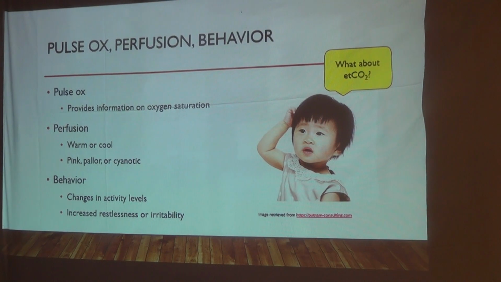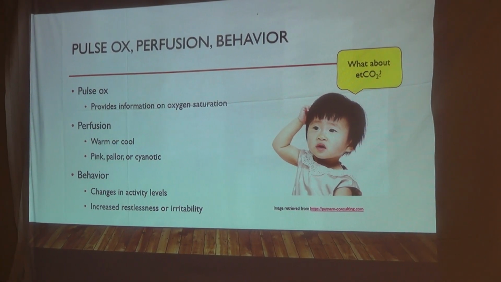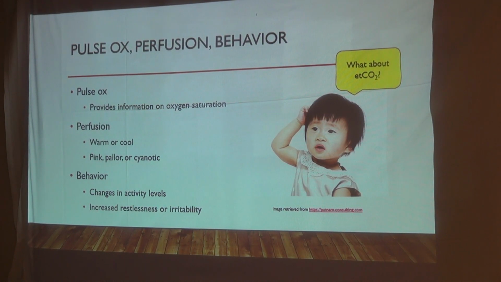So pulse ox, perfusion, and behavior. Pulse ox is going to provide information about your patient's oxygen saturation. Perfusion: if they're warm, if they're cool, if they have any pallor, if they're pink, cyanotic. The earlier sign of cyanosis is going to be peripheral cyanosis, so around their nail beds and their lips.